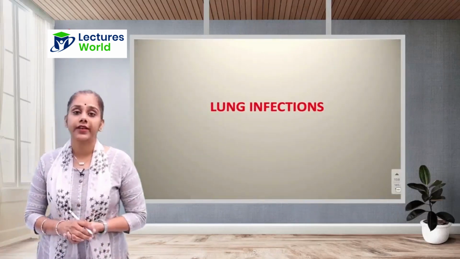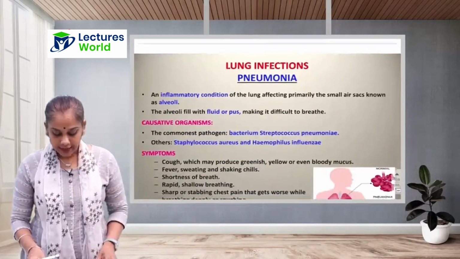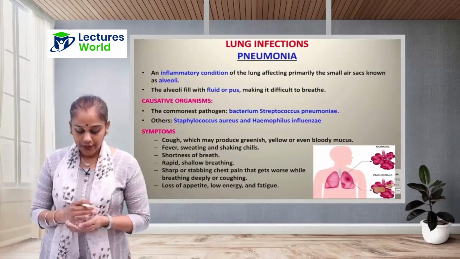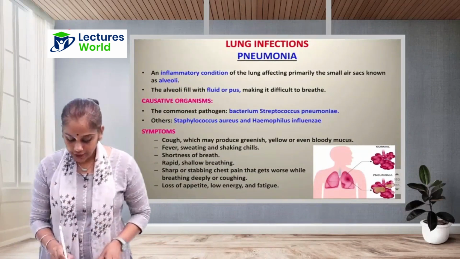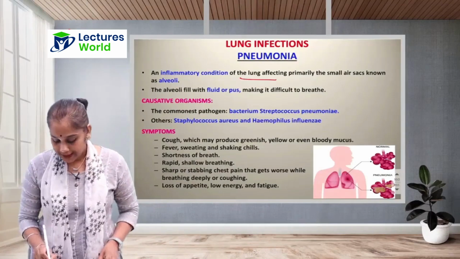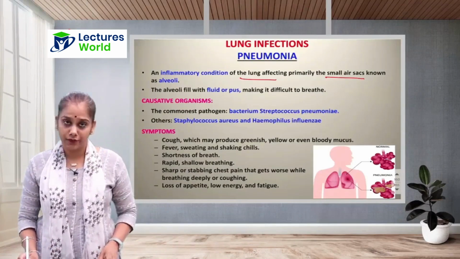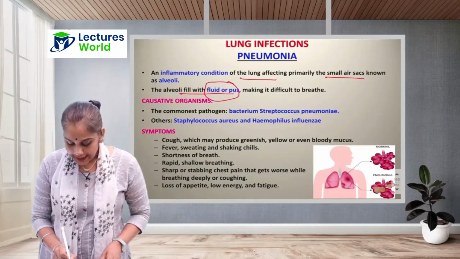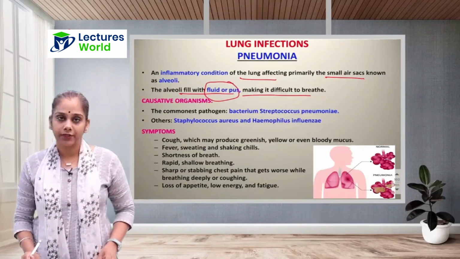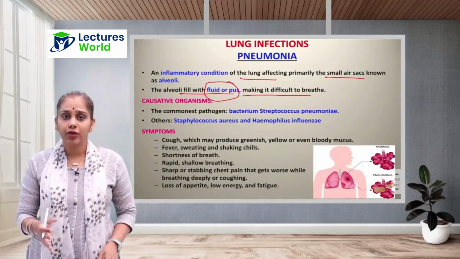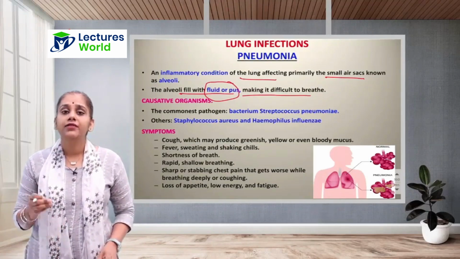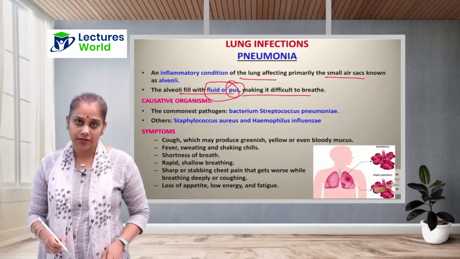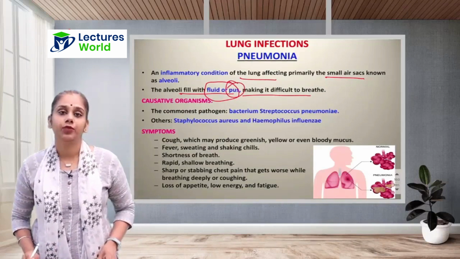Now we will see the lung infections. Which are the lung infections? In that, the first one is pneumonia. Pneumonia is an inflammatory condition of the lungs that primarily affects the small air sacs, known as the alveoli. The alveoli are filled with fluid or pus, making it difficult to breathe. The fluid may be water or pus. That is known as pneumonia.